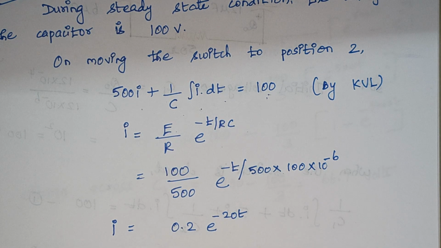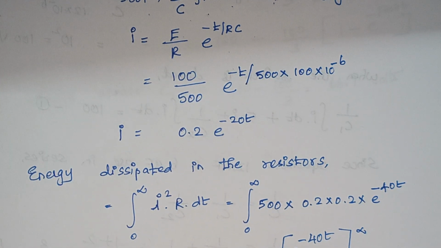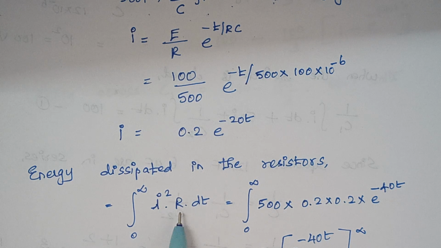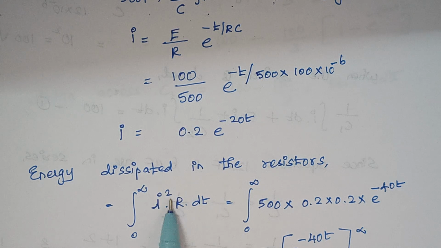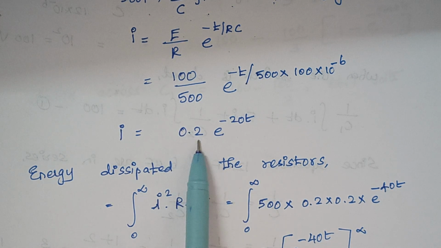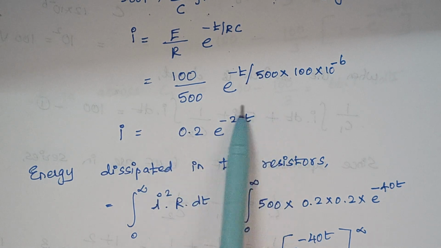Next, we are going to calculate the energy dissipated in the resistors. Energy dissipated is nothing but the power integrated over time. It is given by integral of I squared R dt, and here the limits are 0 to infinity. Now just substitute the values: the value of R is 500, and I is 0.2 into e to the power minus 20t. So we have to square this term.